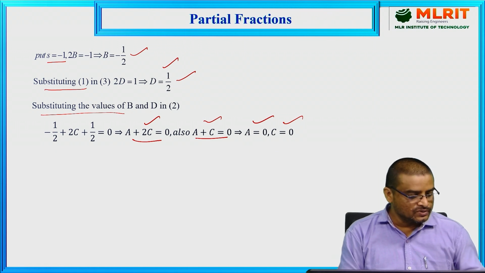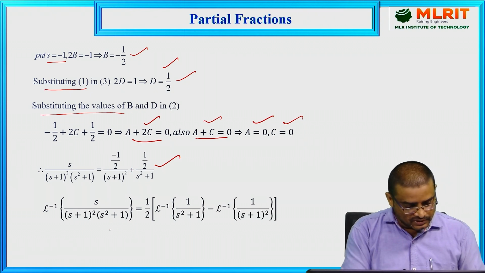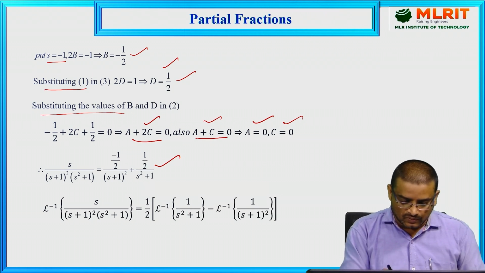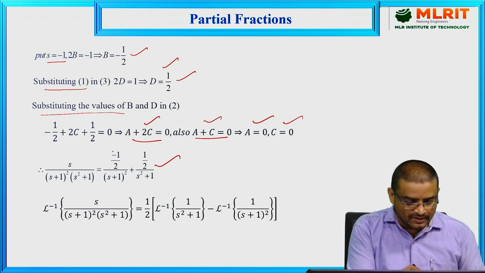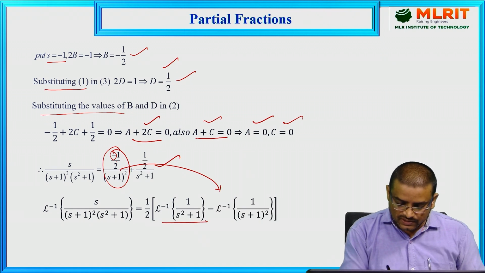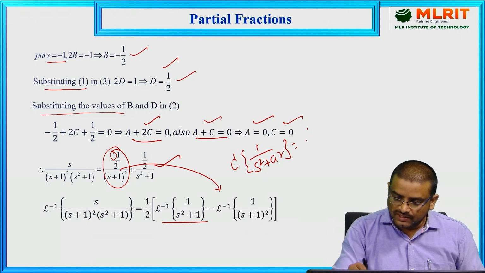Now you substitute those values here. We will get this entire function converted into this form. Now apply L inverse on both sides. Take 1 by 2 common, 1 by 2 of the first term, 1 by s square plus 1. Here we have minus, so I have taken this term as the second term, L inverse of this. Now for this we have the standard formula: L inverse of 1 by s square plus a square can be written as 1 by a into sin at.